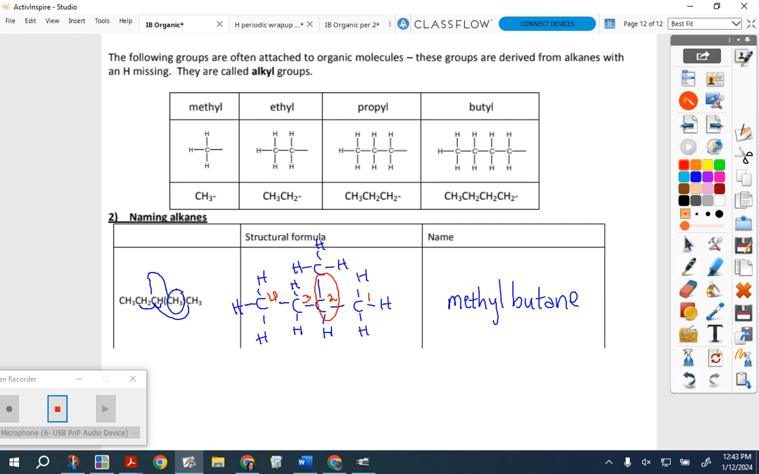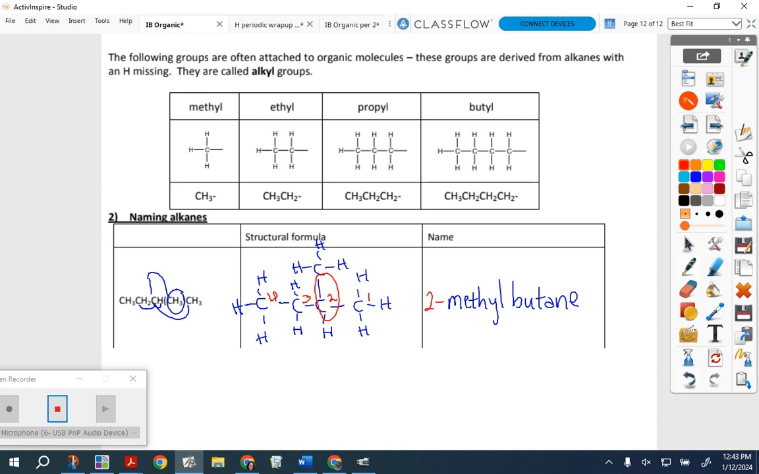Okay? So I'm going to number them so that whatever branch or group is coming off of it, I'm going to have the smallest number. Okay? And so I'm just going to put a 2 in front of here. 2-methylbutane. That tells me that on carbon number 2, I have a methyl group. I have a CH3 group sticking out of carbon number 2 in my 4-carbon chain.